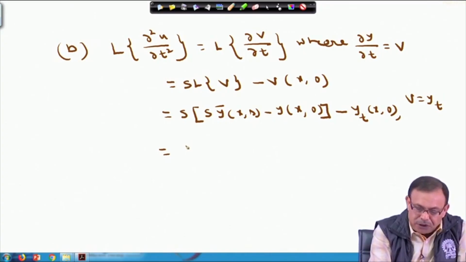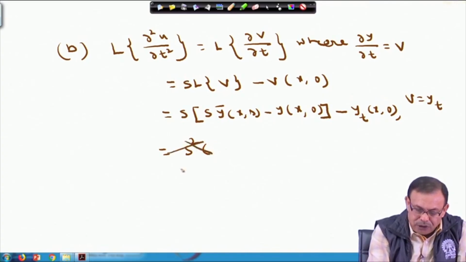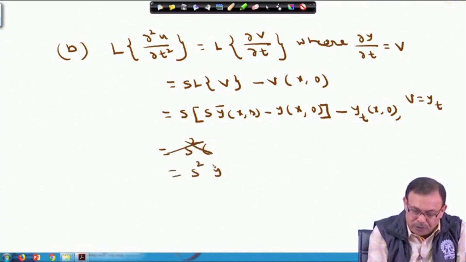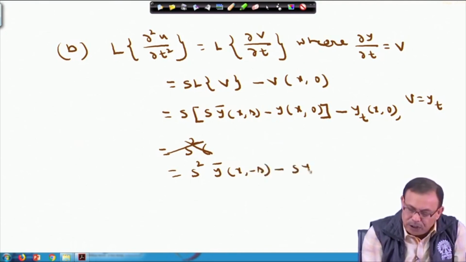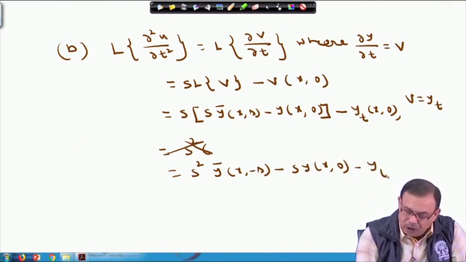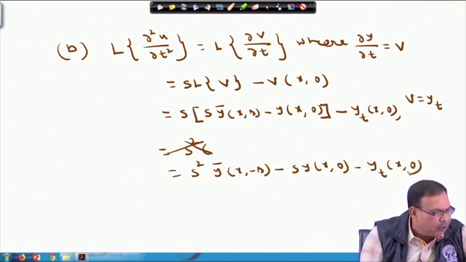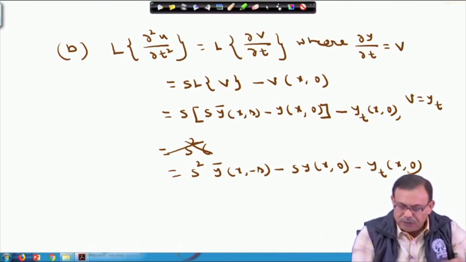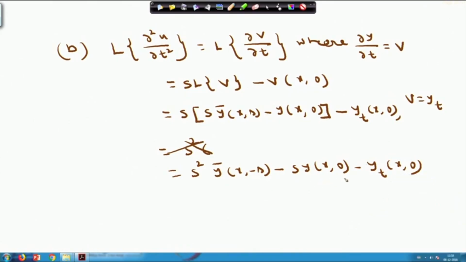So this equals s square into y bar x s, minus s y x 0, minus y t of x 0. So this completes the proof of the second part, that is s square into y bar x s minus s y x 0 minus y t x 0.